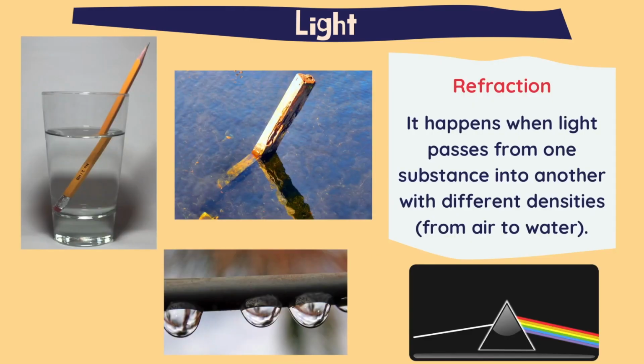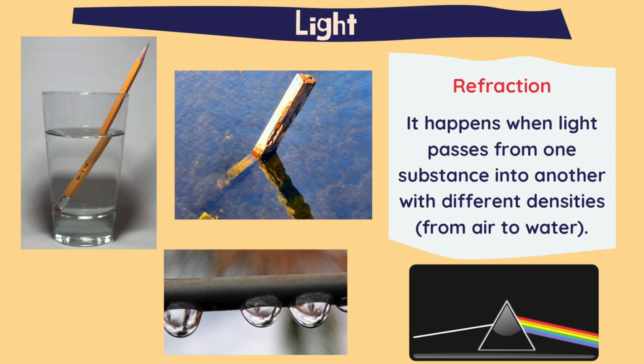The other one is refraction. It happens when light passes from one substance into another with different densities. For example, from air to water. Let's have a look at these examples.